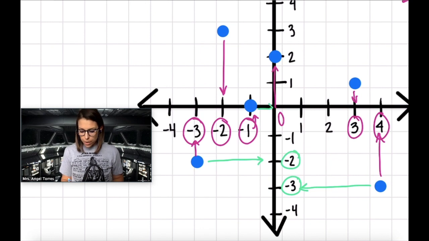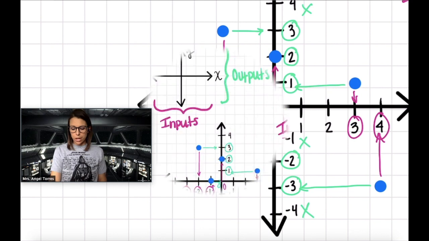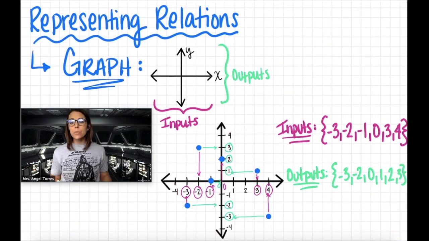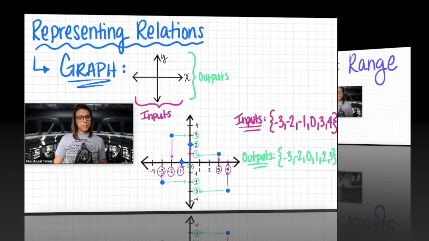We do have an output at 0 again. We have an output at 1, an output at 2, and an output at 3. So it looks like the only numbers not represented in our outputs are -4, -1, and +4. So let's go ahead and put those into our set notation. -3, -2, 0, 1, 2, and 3. And again, we didn't have any repeat values, and we listed our inputs and outputs from least to greatest. So this is what a relation looks like as a graph.